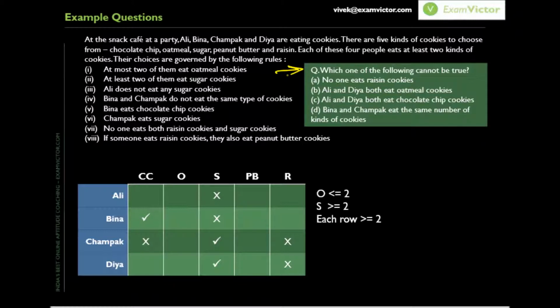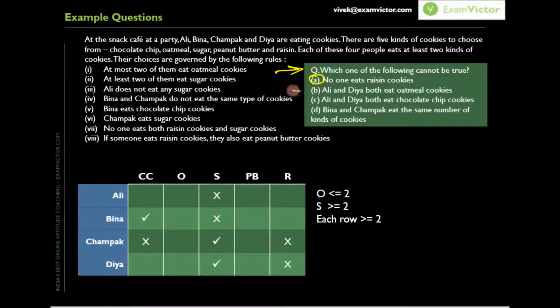Okay, another question that requires us to do a little bit of thinking. Which one of the following cannot be true? Option A, no one eats raisin cookies. So they're asking if there can be all crosses in the raisin column. We have not received any information that says that this can't be true. So it's possible, right? It's possible that nobody eats raisin cookies. We don't know for sure. If we place crosses in for Ali and for Beena, still no rules are being violated. Everything is fine. So A is not your answer.